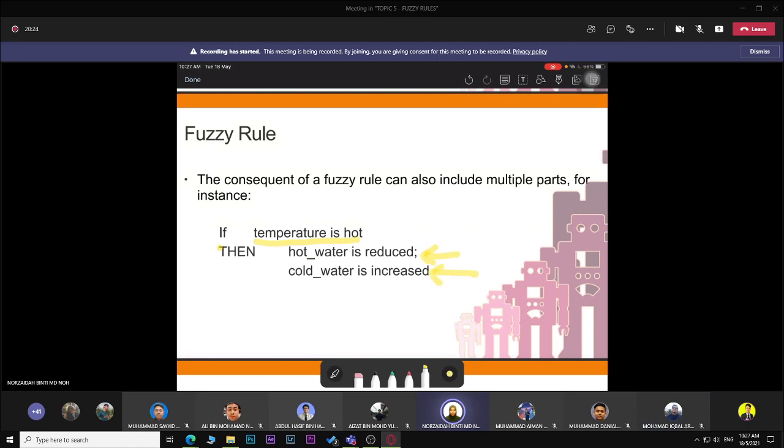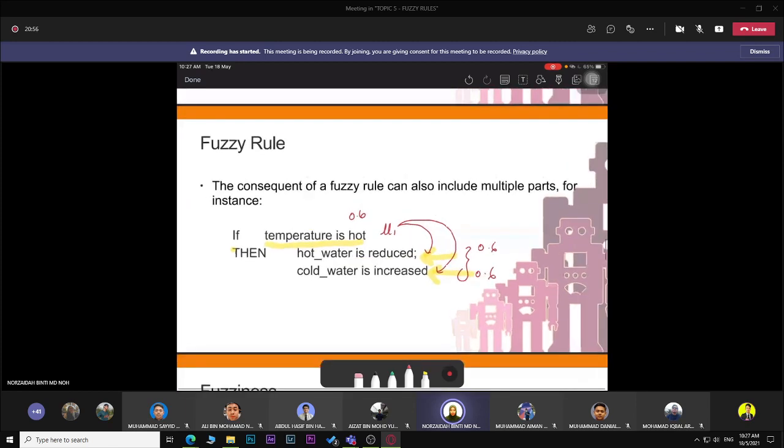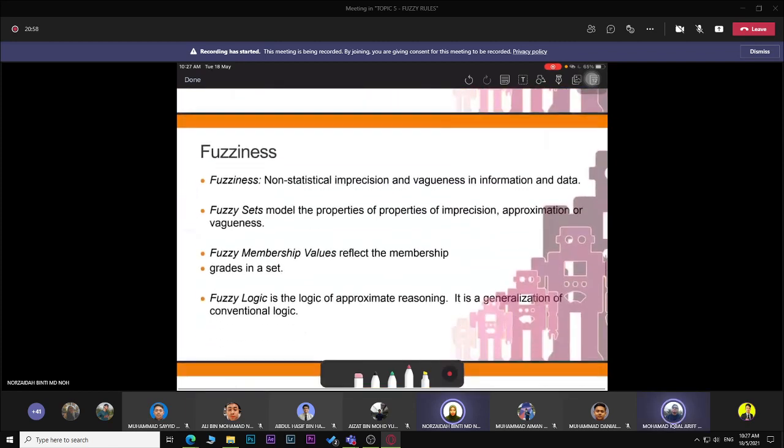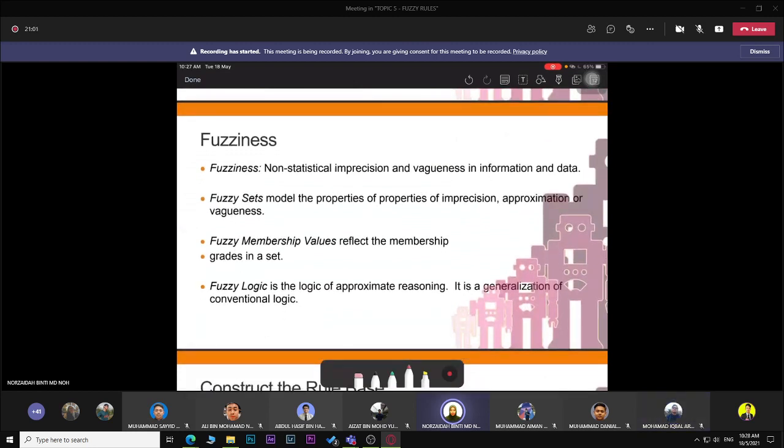Okay, so you can have both of it. Okay, the same concept, if you have the degree of membership mu here, dua-dua ni akan apply kepada kedua-dua yang consequence tu. The same katakanlah you dapat temperature is hot 0.6, so the same, both of this will have 0.6. You jangan pergi bagi dua pula, seorang dapat 0.3, 0.3, tak. Dua-dua you bagi the same degree of membership. Okay, so you can have multiple antecedents, you can also have multiple consequences. Okay, boleh ya?